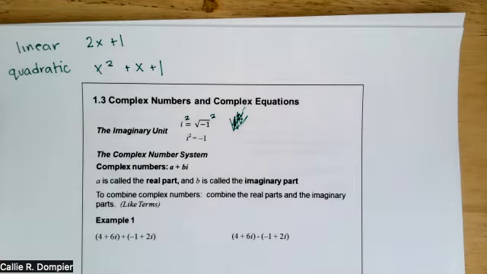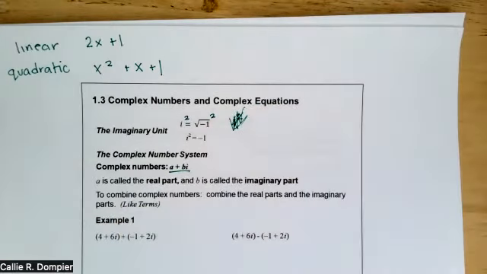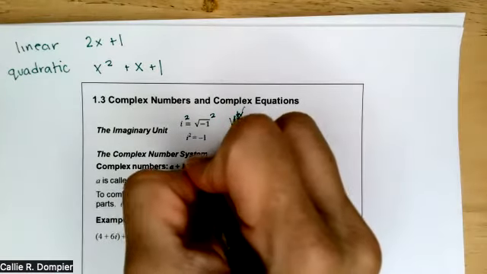When that imaginary unit i is grouped with real numbers, we call those complex numbers. It's written a plus bi. Good. The real number is in front. The imaginary number is in the back. That is the standard form.